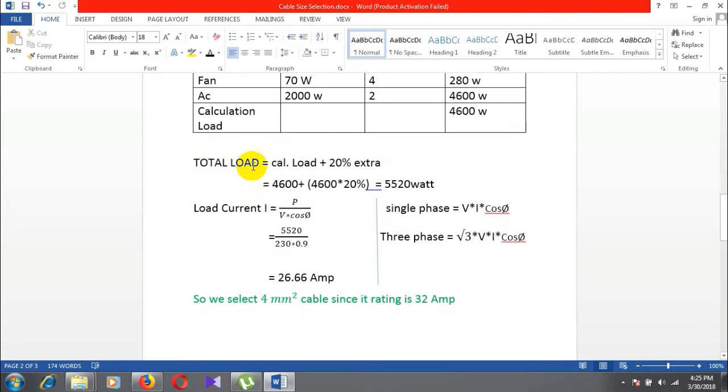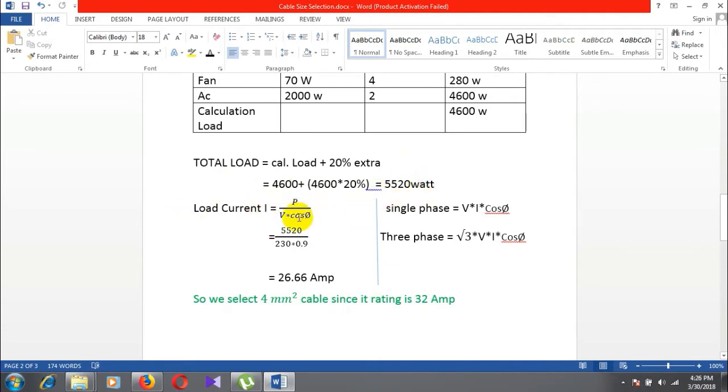So now our calculation load was 4600 watt, and with the 20% extra load, after summation we get that our total load is now 5520 watt.